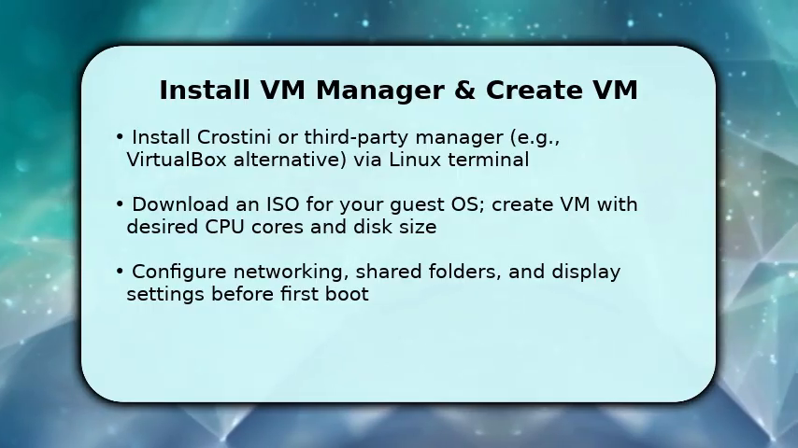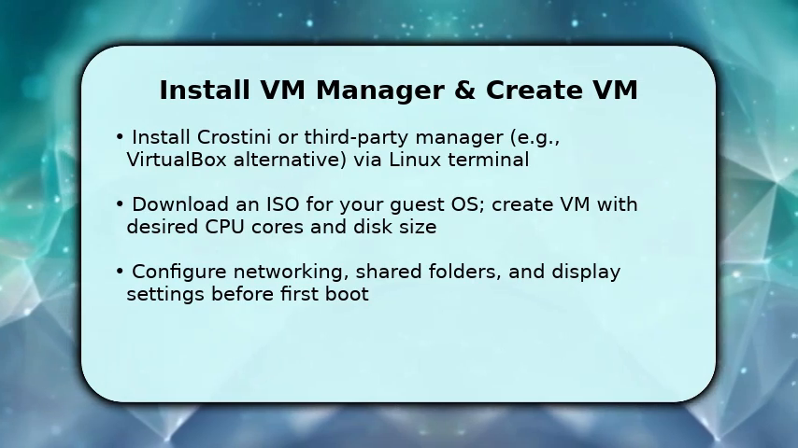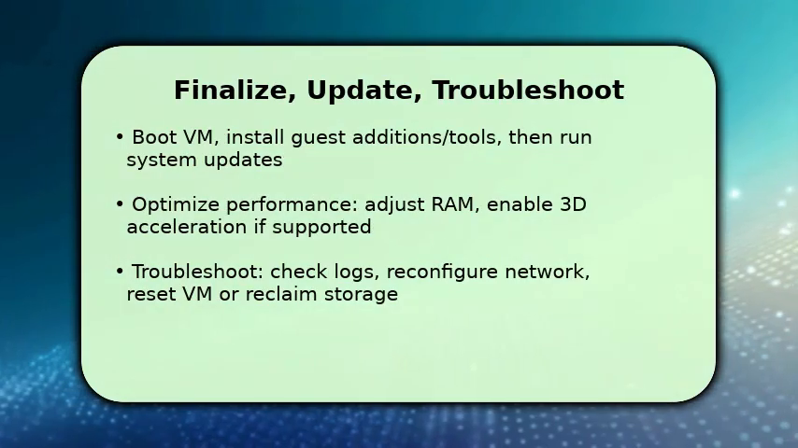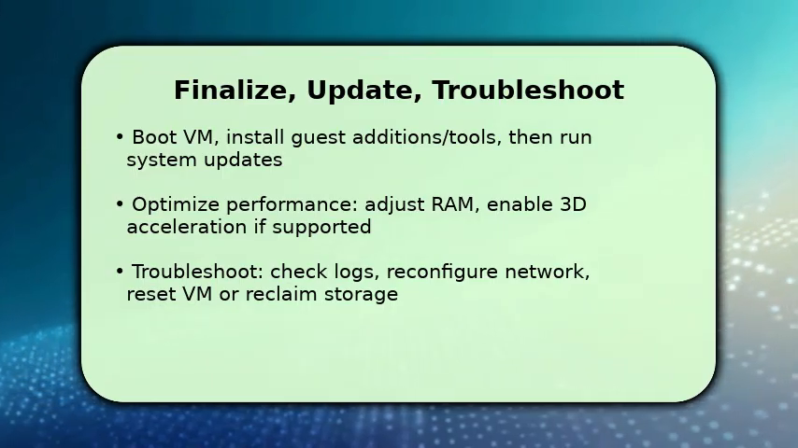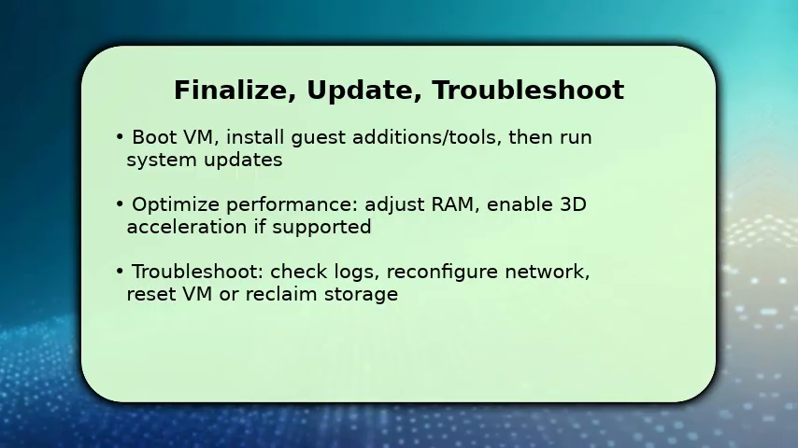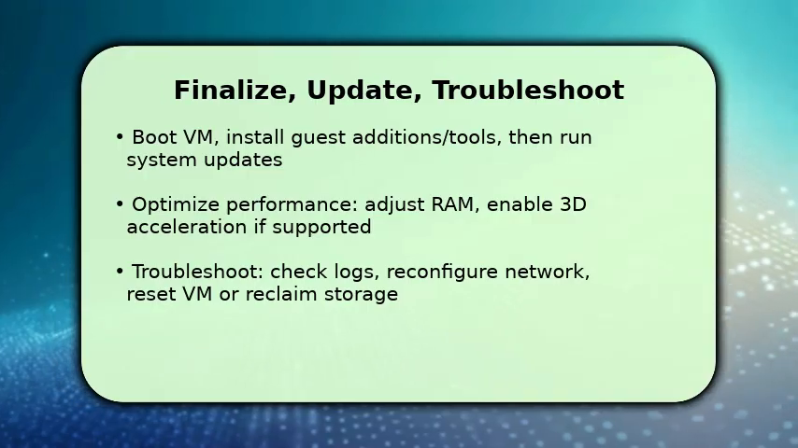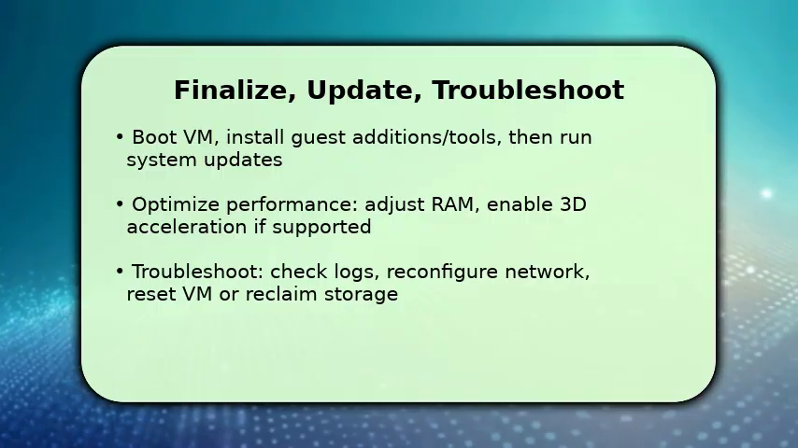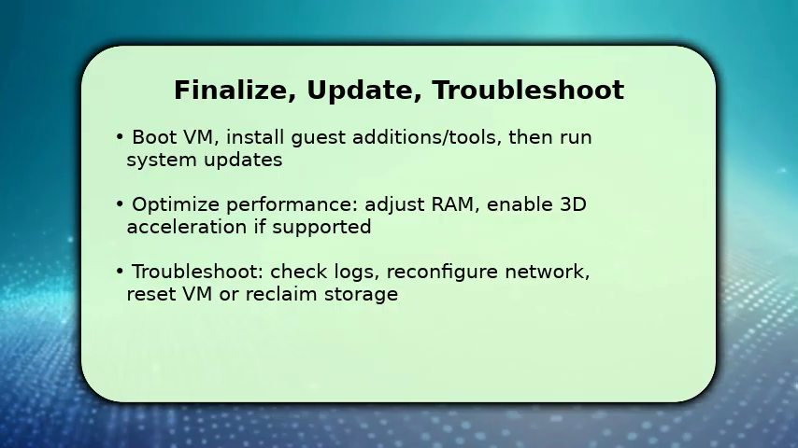You boot the VM and immediately install guest tools or additions to enable clipboard, display scaling, and file sharing. This improves performance and usability. Once installed, run full system updates inside the guest. If performance lags, increase RAM or enable 3D acceleration and shrink background services. If something fails, check the VM Manager and system logs, verify network settings, and reset or recreate the VM as a last resort.